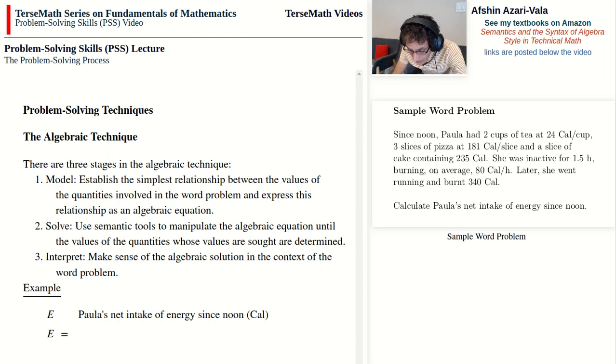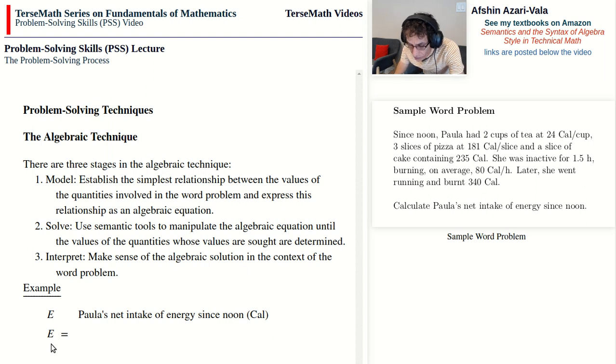Also note that your reader may know that E is energy, but not remember quite what energy. You may be talking about different energies in the same report, and so this E would represent Paula's net intake of energy since noon in calories.